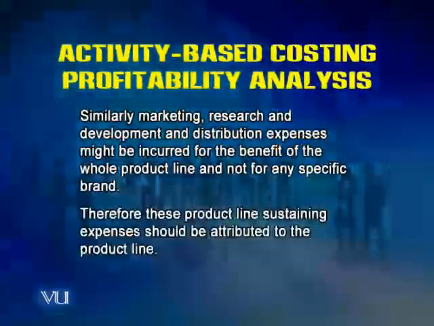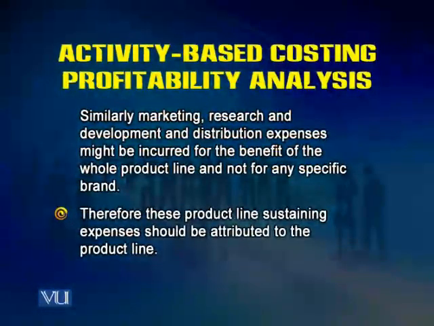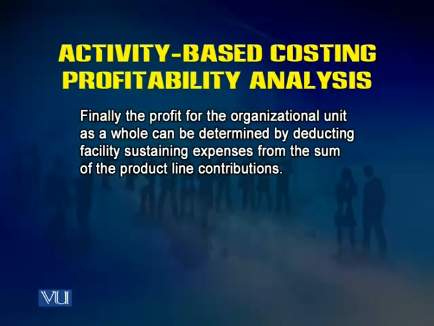So in the same way, we could be looking at a product line, and there could be several brands that are being produced in that line. And so costs incurred in the product line could cover several brands, and they will have to be spread on all the products within the line. Therefore, these product line sustaining expenses should be attributed to the product line. Finally, the profit for the organizational unit as a whole can be determined by deducting facility sustaining expenses from the sum of the product line contributions.